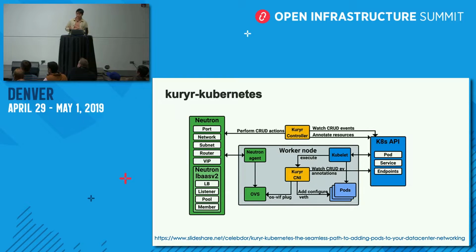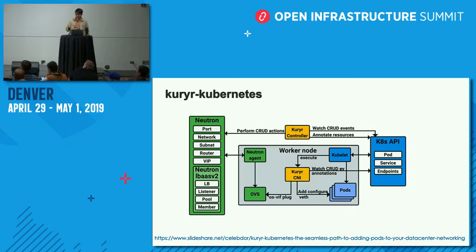Kuryr-Kubernetes is an OpenStack Big Tent project, and this is a picture from a previous presentation at the OpenStack Boston Summit 2 years ago. It perfectly depicts how Kuryr-Kubernetes enables native Neutron-based networking in Kubernetes. The blue components in the picture belong to Kubernetes. The green components belong to OpenStack Neutron, and the yellow components belong to project Kuryr-Kubernetes. As you can see, there are two components in Kuryr-Kubernetes.